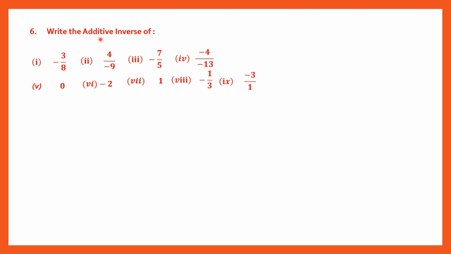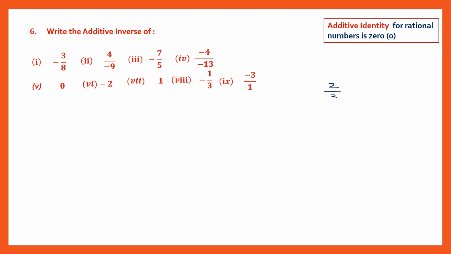Question 6. Write the additive inverse of all these rational numbers given here. Now what is the additive inverse? First you should know what is the additive identity. The additive identity for rational numbers is 0. That means any number. Now suppose I take a rational number 2 by 3. Any number that I add to this should give me back the original number 2 by 3. Now what can I add to 2 by 3 so that I get back 2 by 3? I can only add 0, isn't it? So 0 is called the additive identity for all rational numbers.